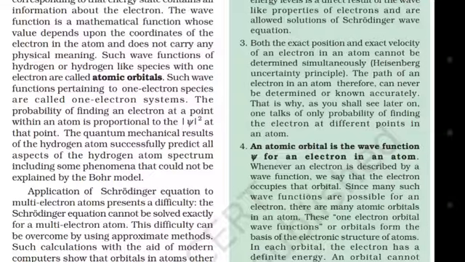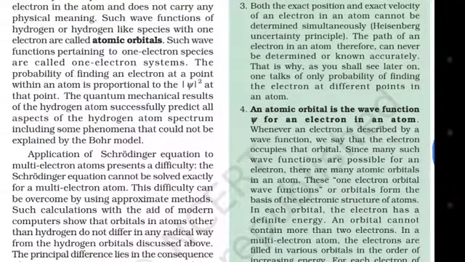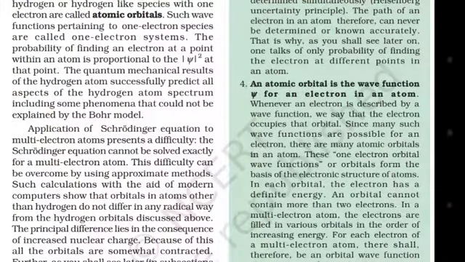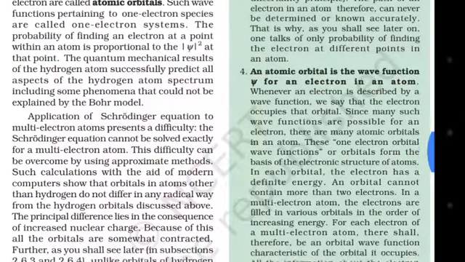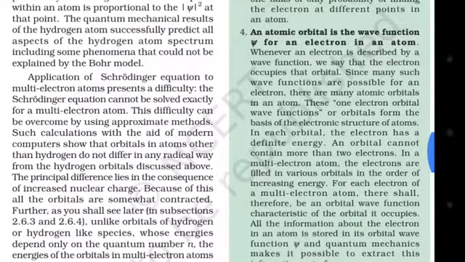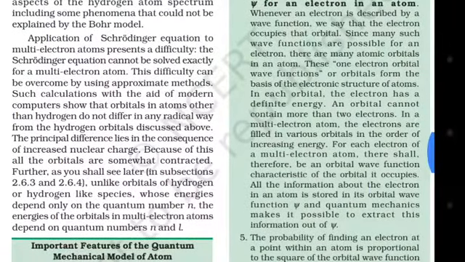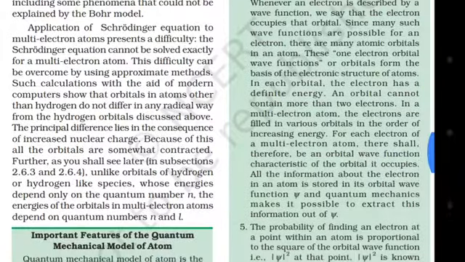The probability of finding an electron at a point within an atom is proportional to the mod psi square at that point. The quantum mechanical results of the hydrogen atom successfully predict all the aspects of the hydrogen atom spectrum, including some phenomena that could not be explained by the Bohr model. Application of the Schrödinger equation to the multi-electron atom presents a difficulty. The Schrödinger equation cannot be solved exactly for a multi-electron atom. This difficulty can be overcome by using approximate methods.